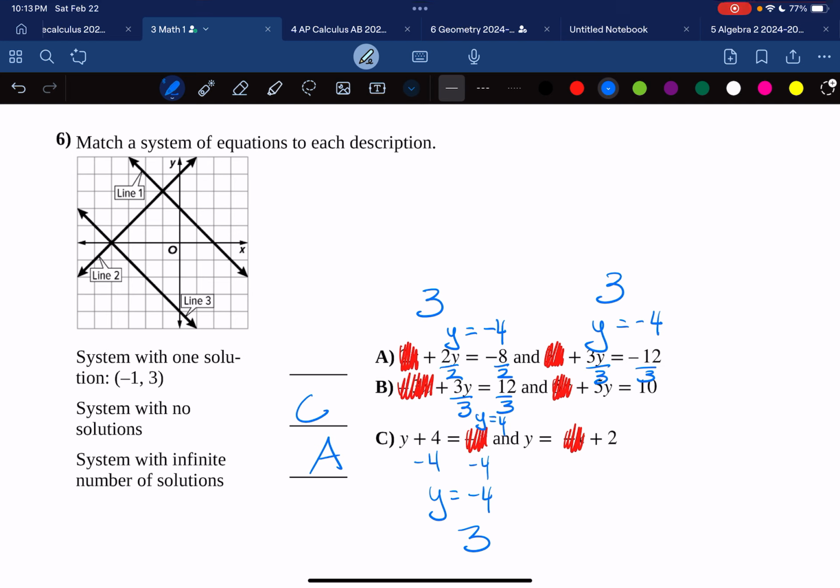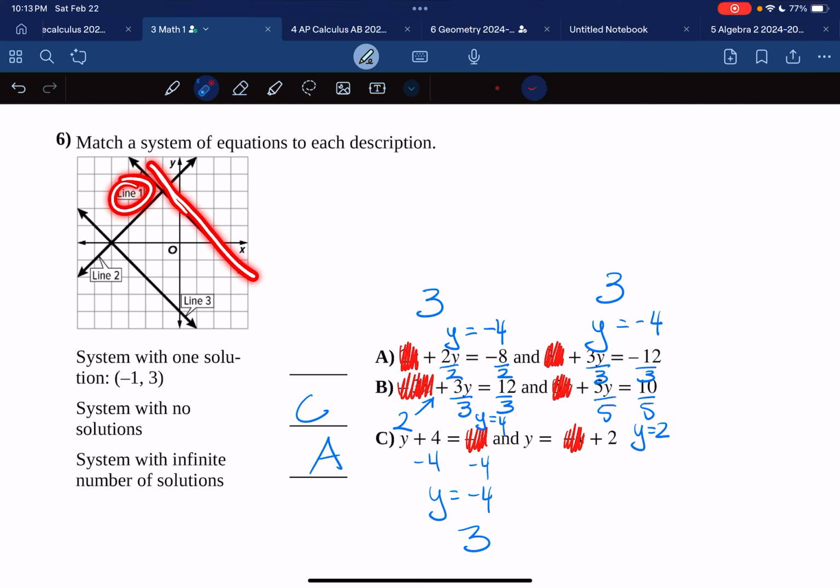So let me go ahead and label this one right here as line 2. And this one over here, I think that's a 5. 5y is equal to 10. Divide both sides by 5, and y is equal to 2. Y is equal to 2 is this y-intercept right here, which is this line right here, which is line 1.